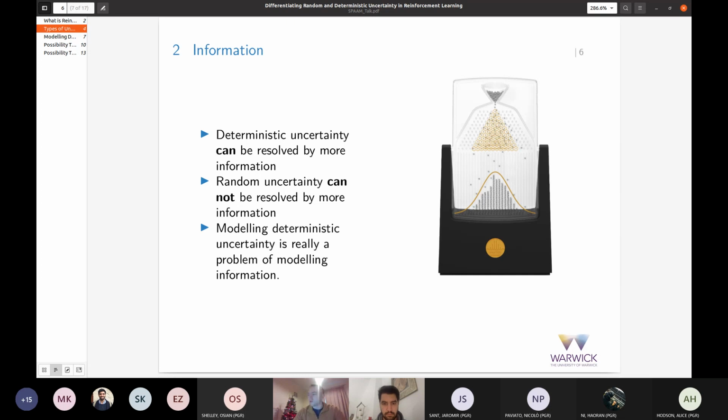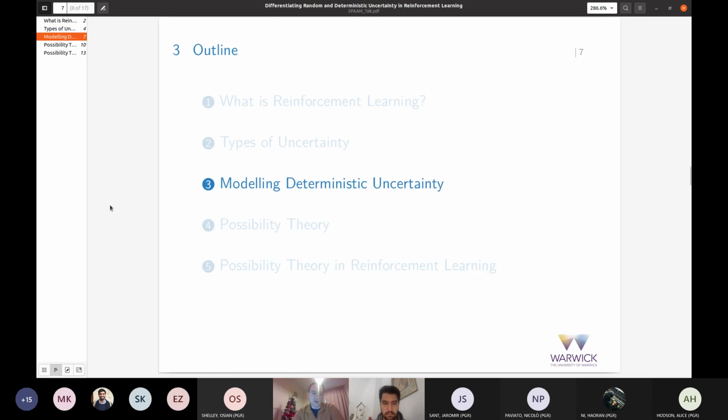So the random uncertainty of where any particular ball will end up can't be resolved, but the deterministic uncertainty of the final distribution can be resolved via more information. And modeling deterministic uncertainty is essentially a problem of modeling information rather than probabilities.